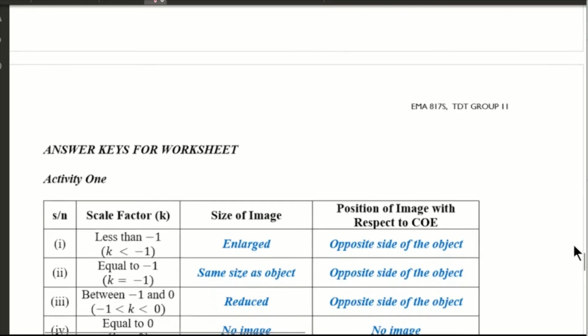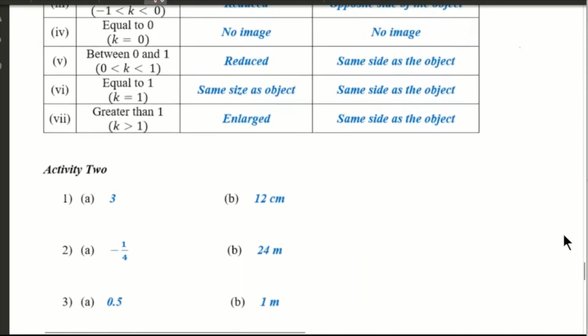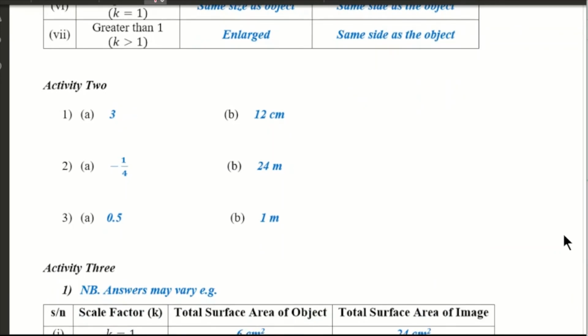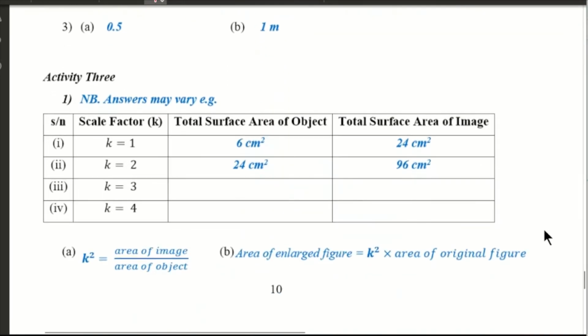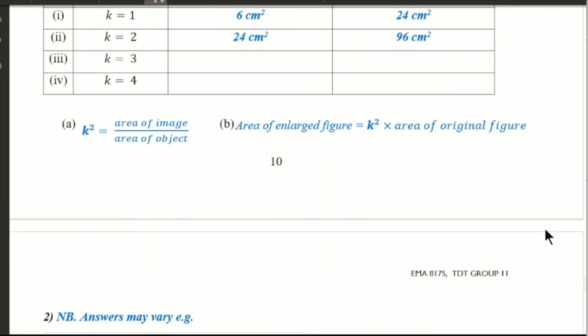Okay, so now let's look at the answers for the worksheets. This is the completed table for activity 1. You can pause the video and compare them with your answers. And these are the solutions to questions in activity 2. You can pause the video and compare the answers to yours. And for activity 3, the answers can vary, so this is just a sample of what you are expected to do.